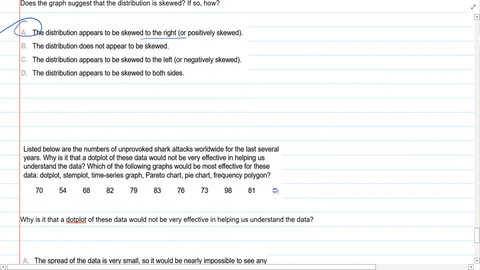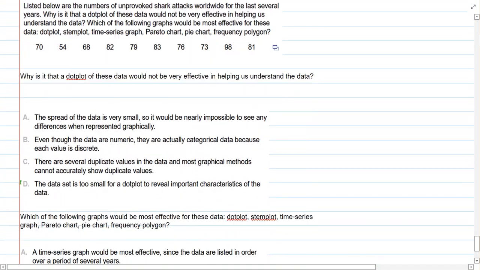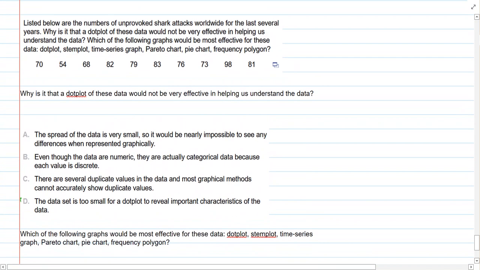All right. This is our last problem. And again, we're finishing up the discussion with a short amount of data here. Listed below are the numbers of unprovoked shark attacks worldwide for the last several years. Why is it that a dot plot of this data would not be very effective in helping in understanding the data? Which of the following graphs would be the most effective for the data? Dot plot, stem plot, time series, Pareto, pie chart, or frequency polygon?